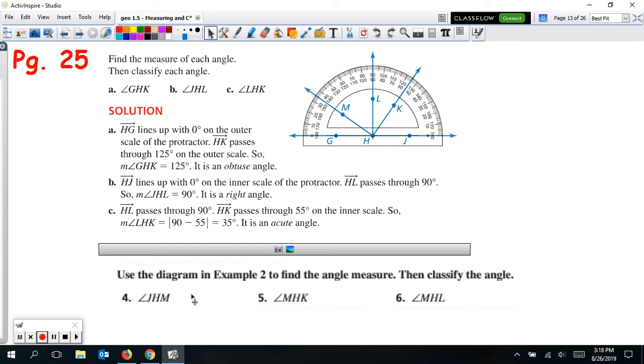All right, so number 4, 5, and 6. Go ahead and do the same thing with JHM. That's the one to start with. So JHM, do that one, MHK, and then MHL. So go ahead and pause the video and find the degree measure, and then also classify it with which name it is. Is it acute, right, obtuse, or straight?